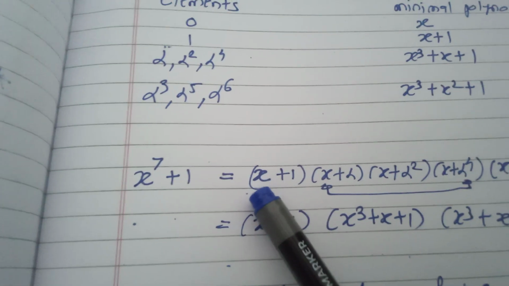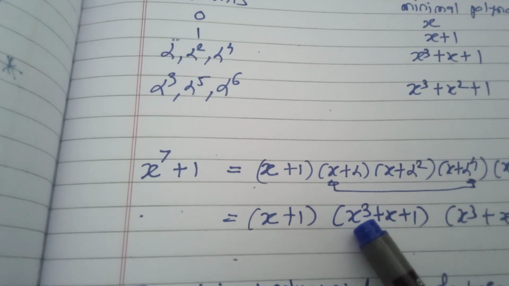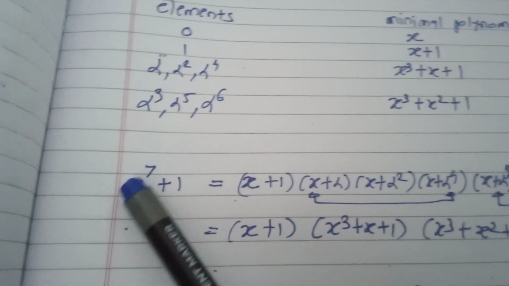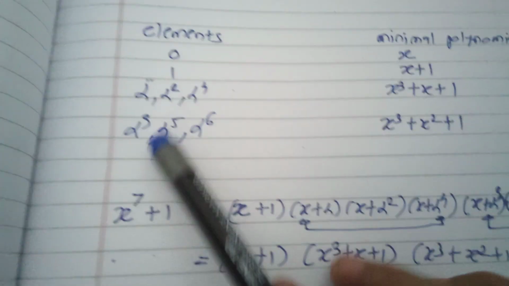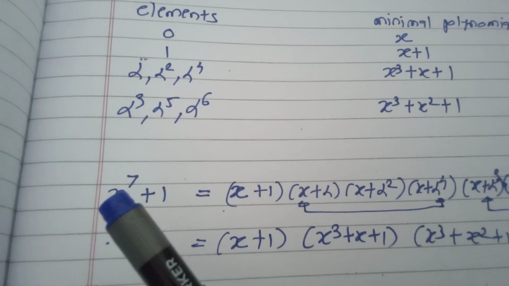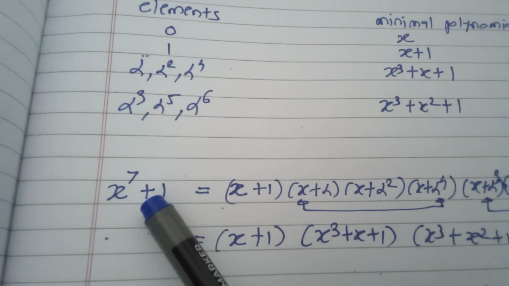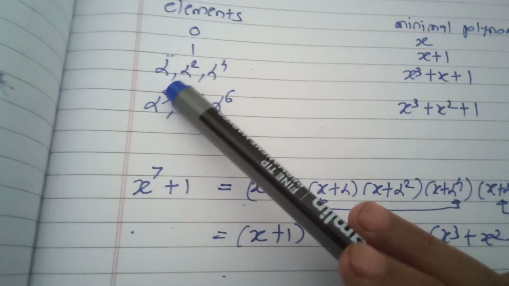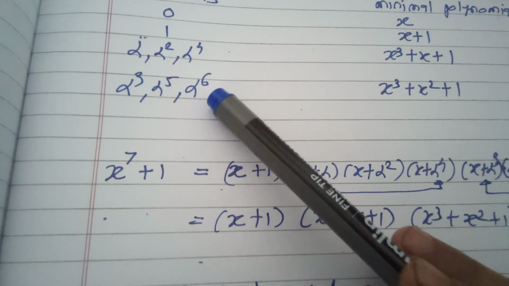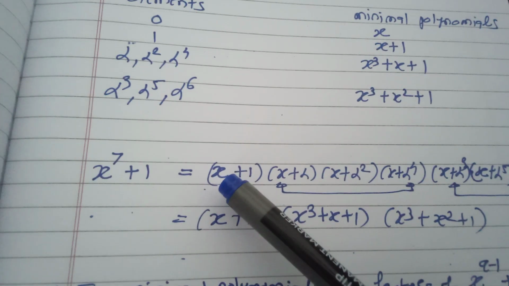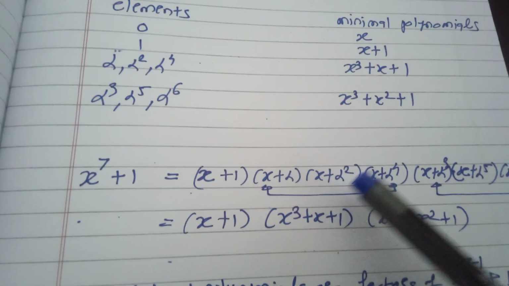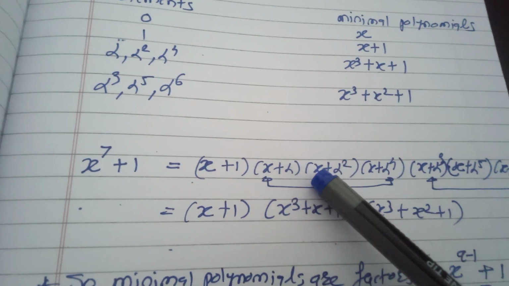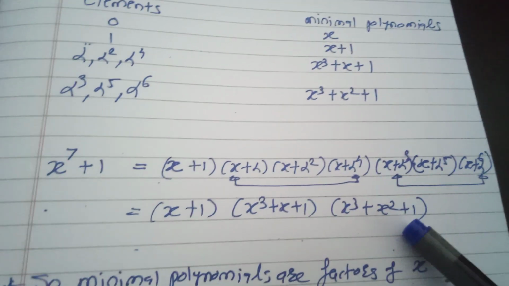That will be equal to, we have seen this equation in previous videos, that will be equal to the product, this term has the factors which are all the non-zero elements of the field. So if it is Galois field 8, then x raised to q minus 1, that is x raised to 7 plus 1, has the roots 1, alpha square, alpha raised to 4, alpha cube, alpha 5, alpha 6. Same is written here. Now these three elements form one minimal polynomial, and these three elements form another minimal polynomial.